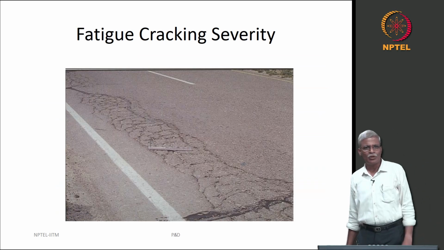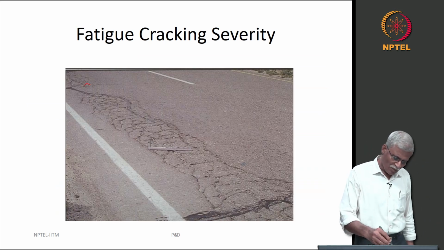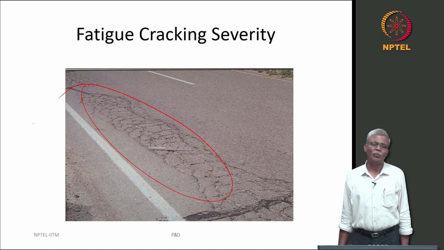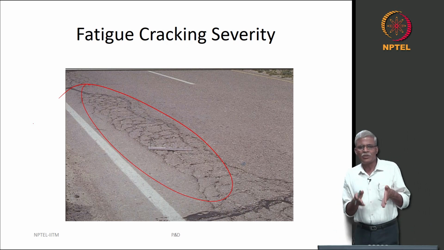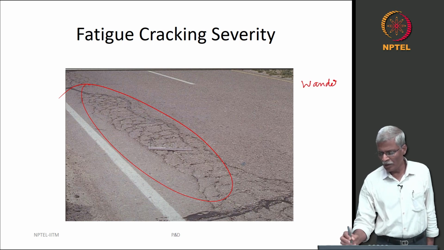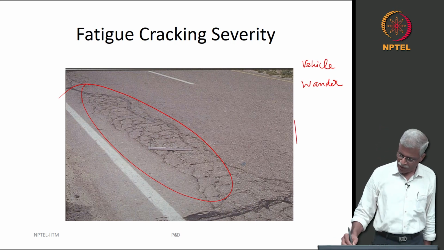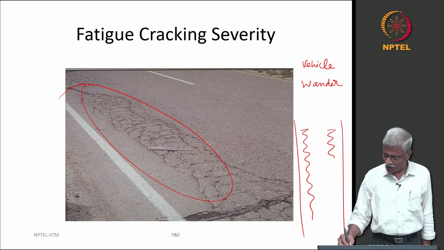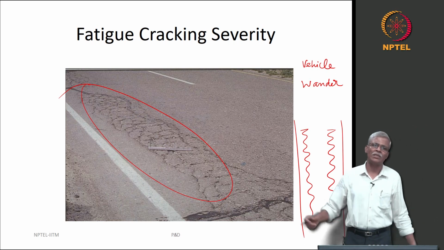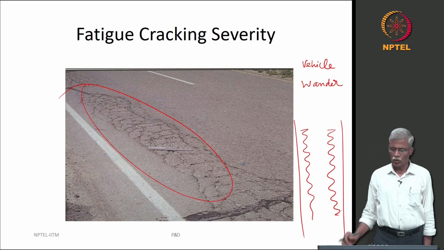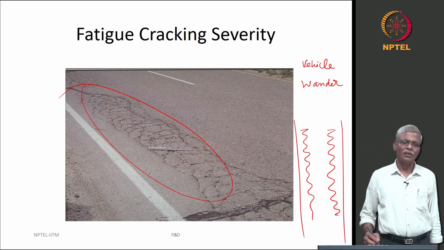So, we have seen this picture many number of times, but you need to understand this happens because you are going to have repeated load at one specific place, and I have also mentioned something about vehicle wander. So, you are going to have your lane 3.75, 3.5 meters, and there are going to be specific locations in this lane width which are subjected to repeated loading, and these are the fatigue cracking that you are going to see.